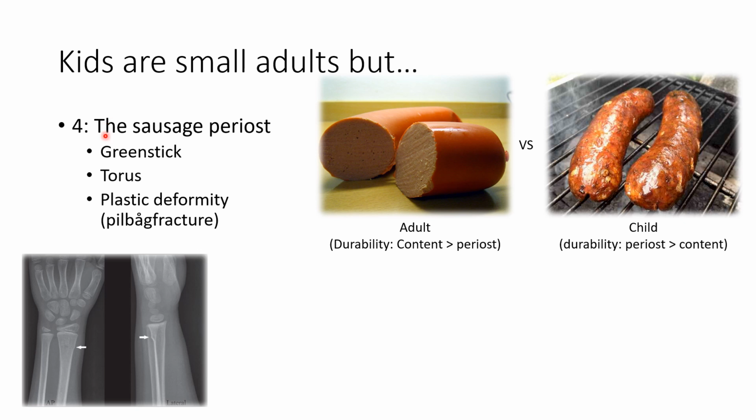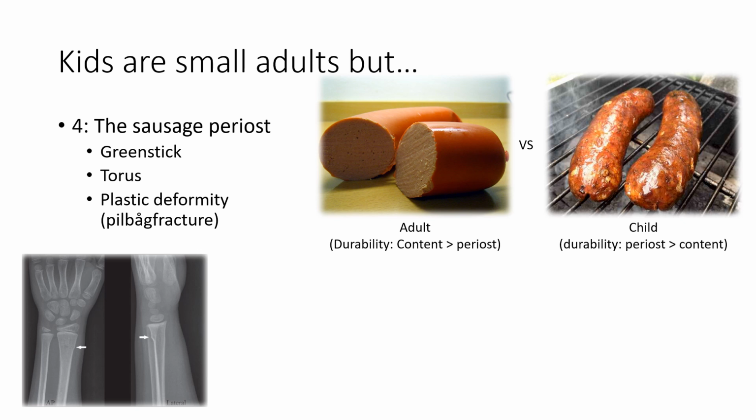All right, so the sausage periosteum is the fourth point. The analogy they made in the course, I think, was great, because an adult bone is much more like a falukorv: quite dense in the middle, and it has a soft skin. The periosteum is quite soft. The child is more like a salsicha. It's a thick skin, and it might be a bit softer in the middle.